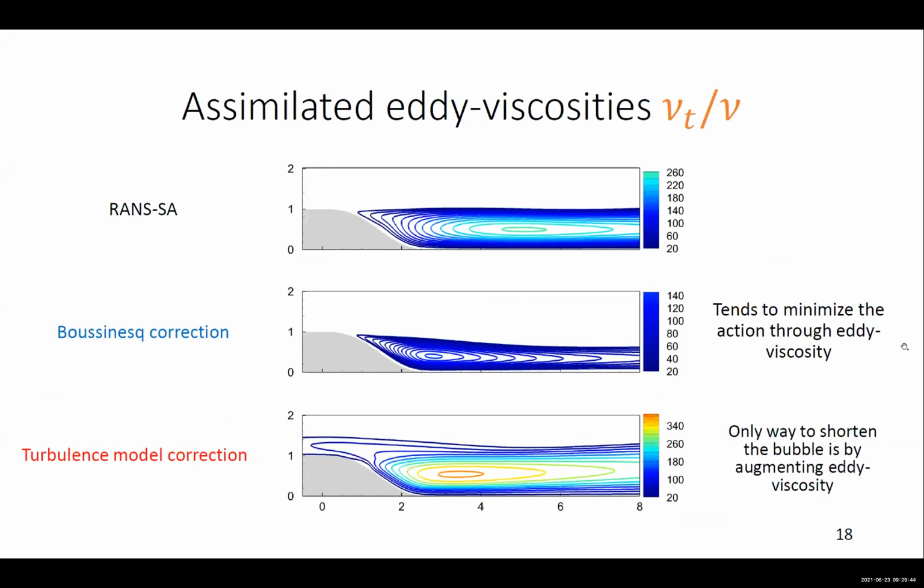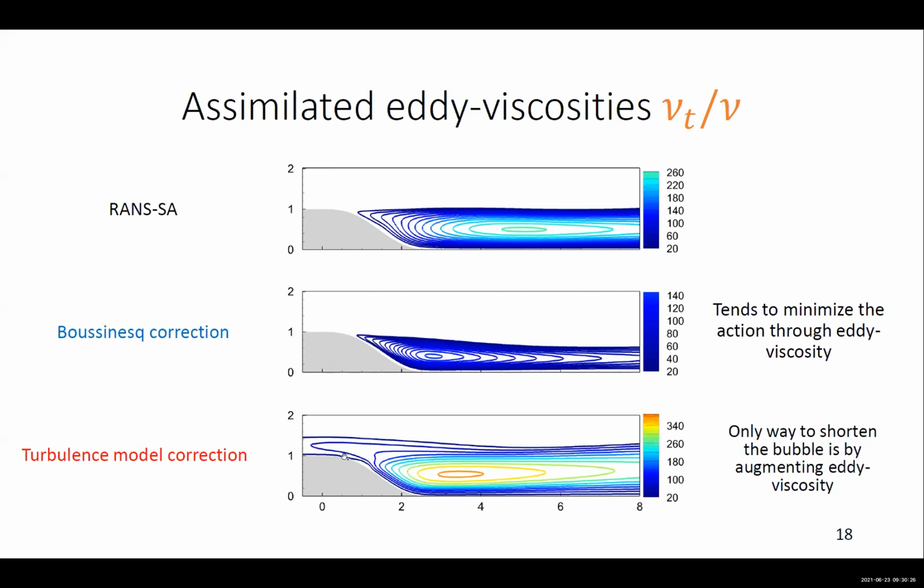Taking a closer look now at, for example, the assimilated additive viscosities. On the top here we see the original additive viscosity coming from the Spalart-Allmaras model. We can see that its value is around 260, for example. Then once we do the Boussinesq correction, this value actually drops. This is because the role that the additive viscosity was playing before, which is to shorten the bubble, is now played by this extra momentum force. So a part of the action of the Boussinesq hypothesis is now on the forcing term.